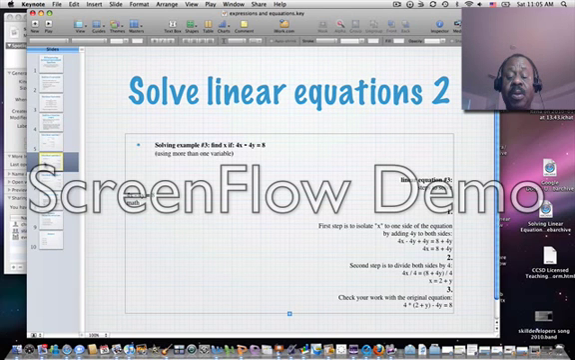The next example says find x if 4x minus 4y equals 8. First step, isolate x on one side, preferably the left side, and then second, divide both sides by 4, and then third, check your answers against the original equation.